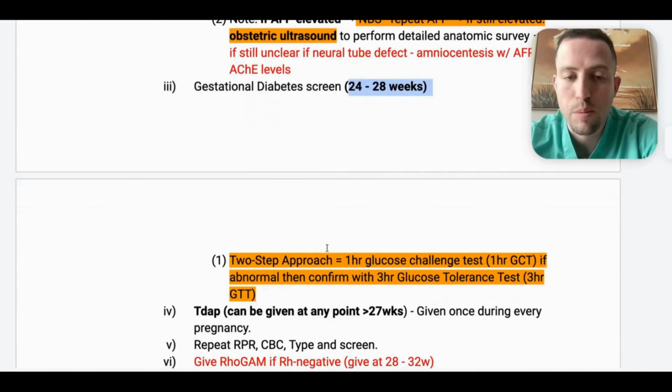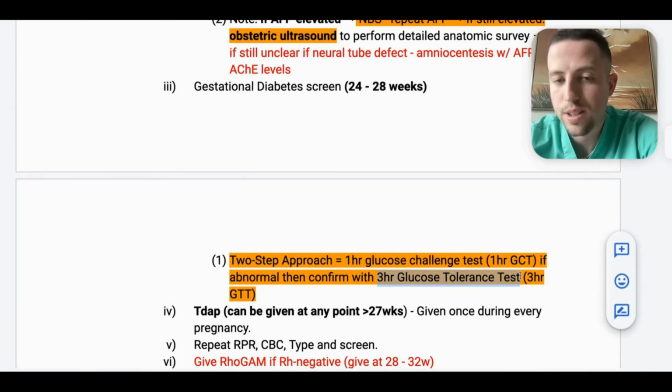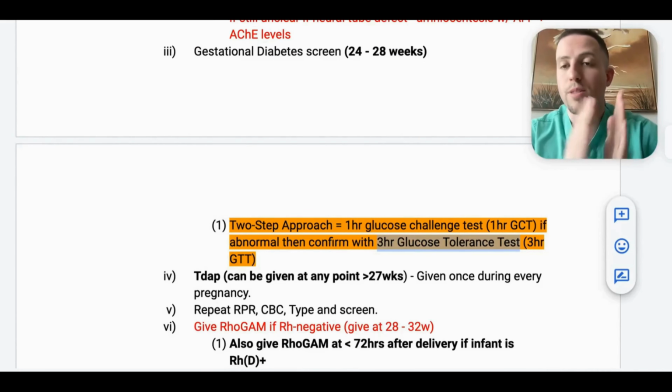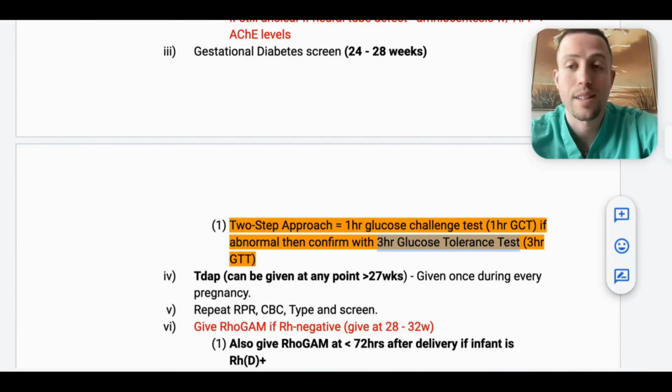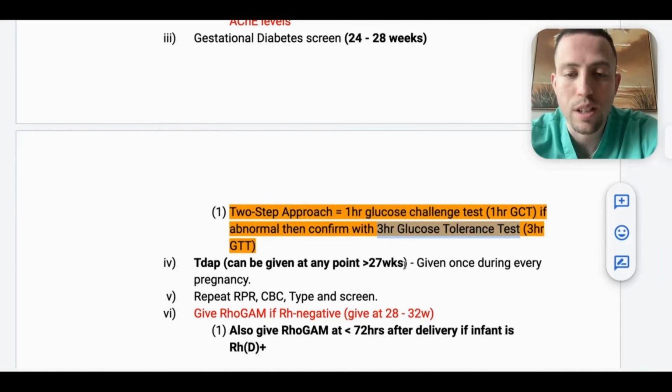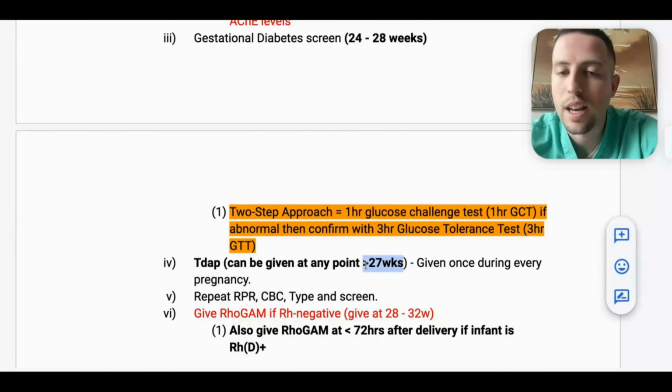And so there's a two-step approach. You do a 1-hour glucose challenge test. If abnormal, then you confirm that with a 3-hour glucose tolerance test. So do the 1-hour test, then do the 3-hour test, and you do that from weeks 24 to 28. That's tested a lot. The Tdap can be given at any point greater than 27 weeks gestation, and it has to be given once during every pregnancy.